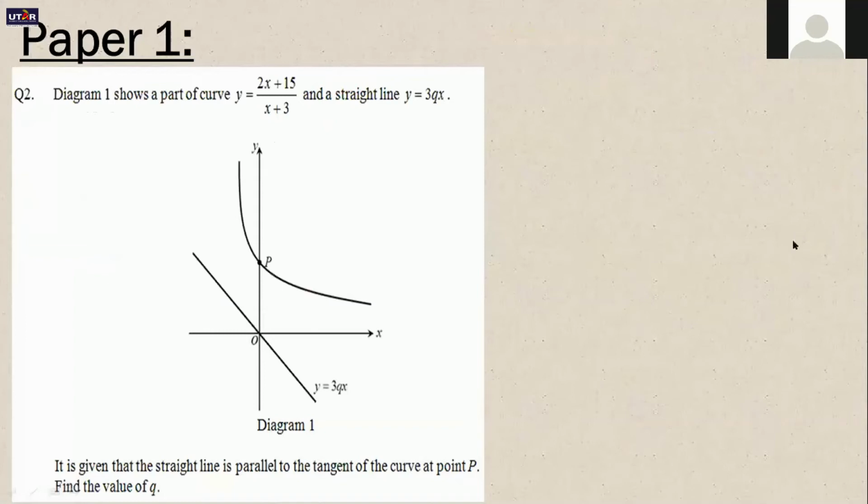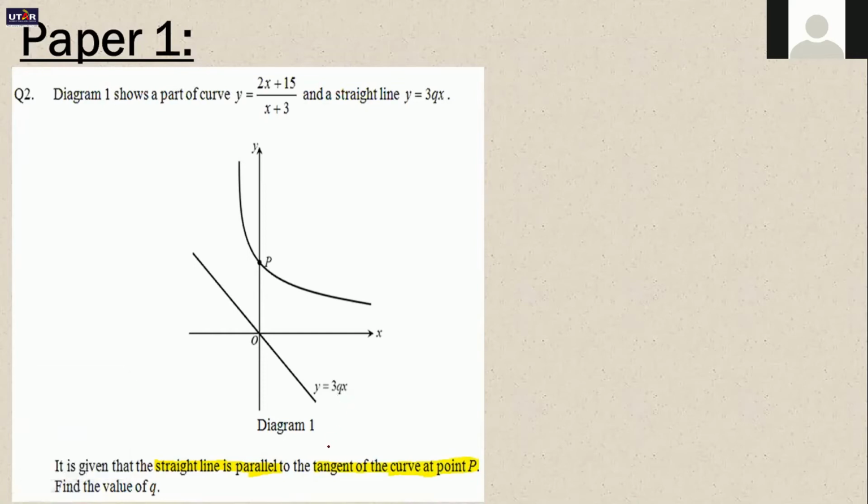Next question will be question 2. A diagram is given, we call it diagram 1. Diagram 1 shows a part of the curve y equals (2x plus 15) over (x plus 3), and a straight line y equals 3qx. So what is the info given? You must read the info. A curve and a straight line. Then the next info given is that the straight line is parallel with the tangent of the curve at point P. So I would like to find the value of q.